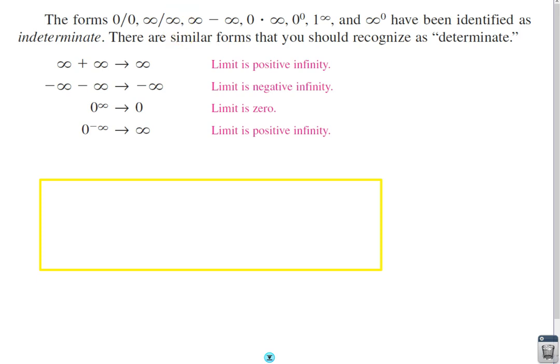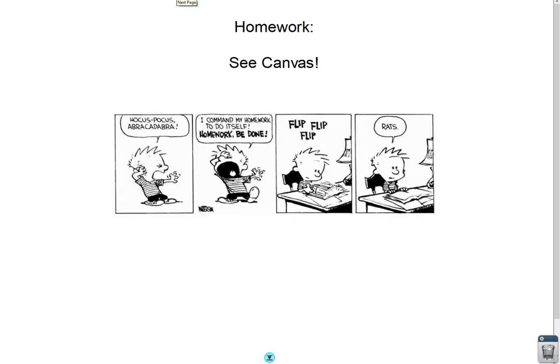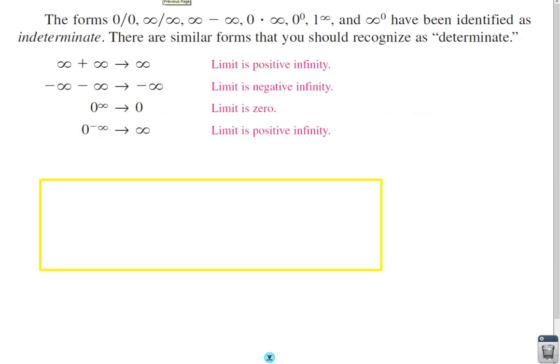Okay, let's see what else we got here. Oh, hey, there we go. That's the end of our video. So, yeah, that was part 2 of indeterminate forms. I might try to smush this together into one video if I can.